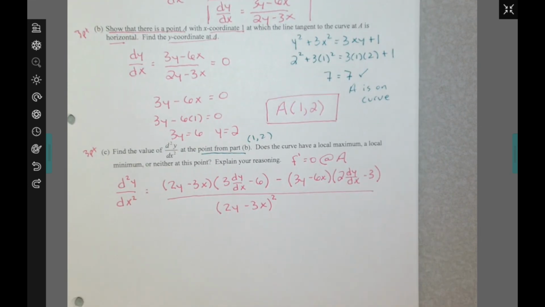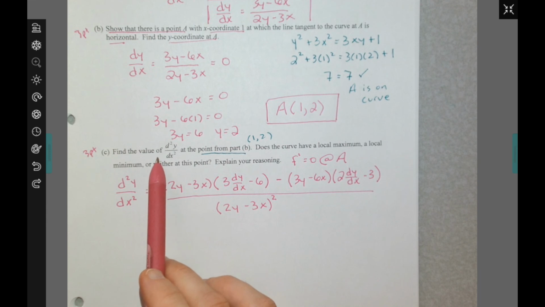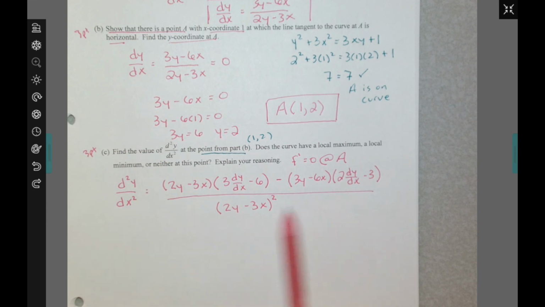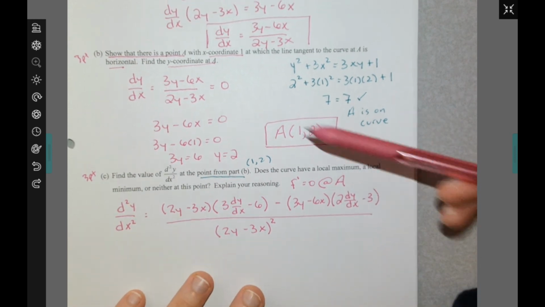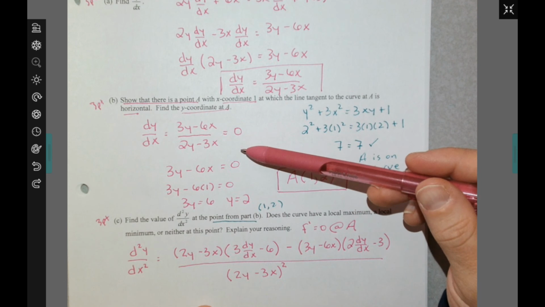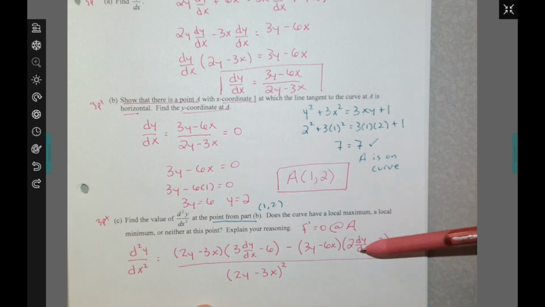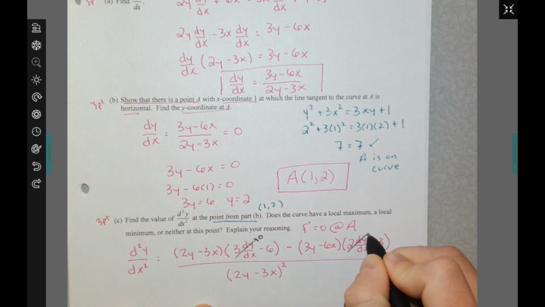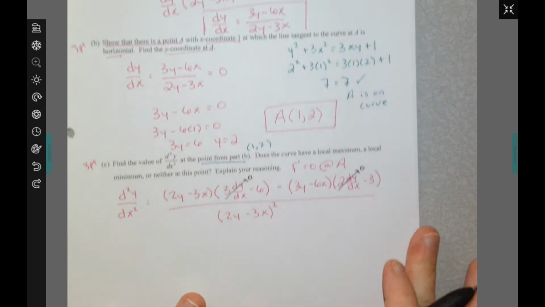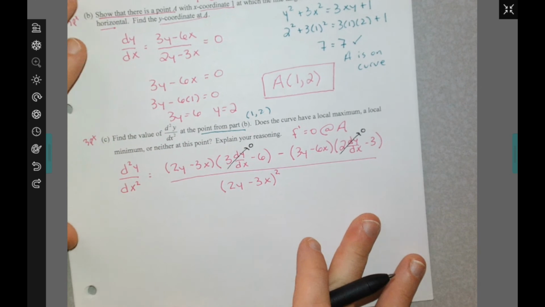Okay, a couple of cool things about this problem. They ask you to find the value. Okay, so the actual value of the second derivative. So we don't need to simplify this actually down at all. We're just going to plug in and find the value. The second thing that's cool is we know at point A, dy dx, my first derivative is 0. So instead of having to substitute in for dy dx, since we're evaluating a value, we know that each of these dy dx's goes to 0. Okay, so that's going to make our life a heck of a lot easier.